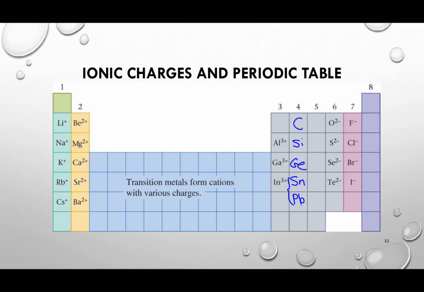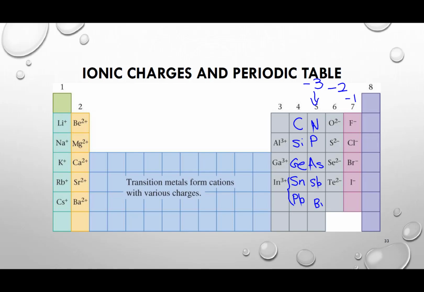Group 5, okay, nitrogen, phosphorus, arsenic, these all become -3. Okay. Group 6, as you could see, they are all -2. Group 7 is -1. Group 8, they are inert gases. They don't participate in chemical reactions. That's why it's just nothing.